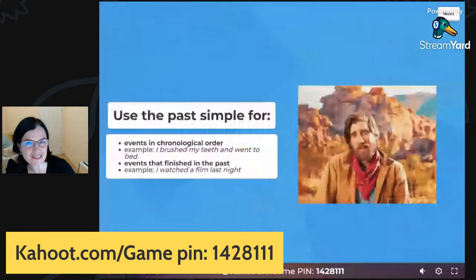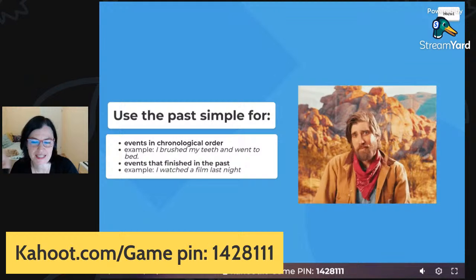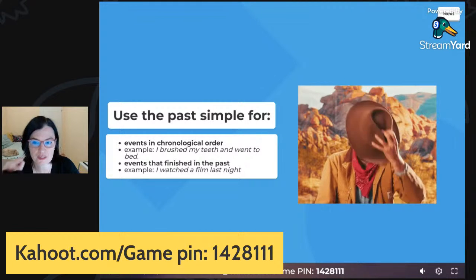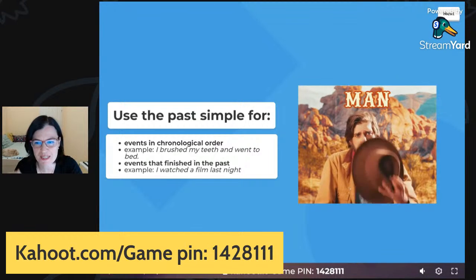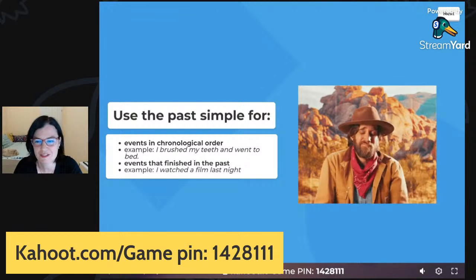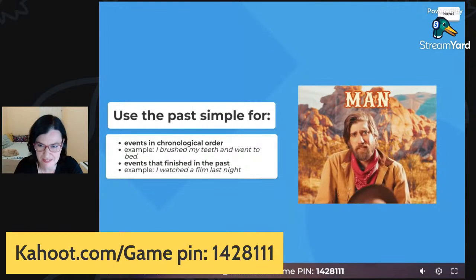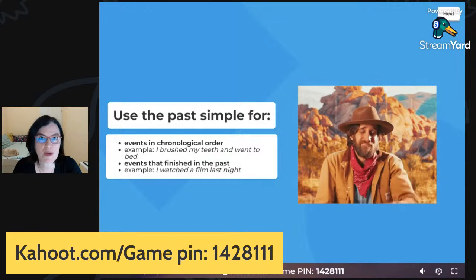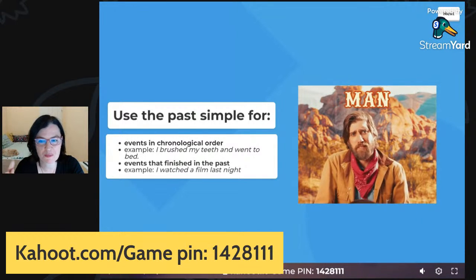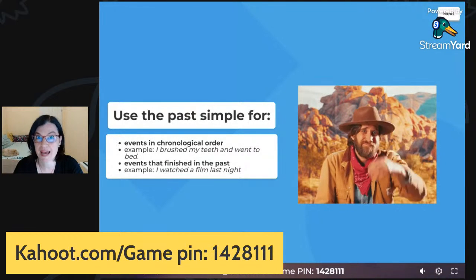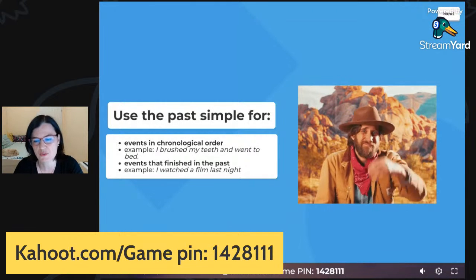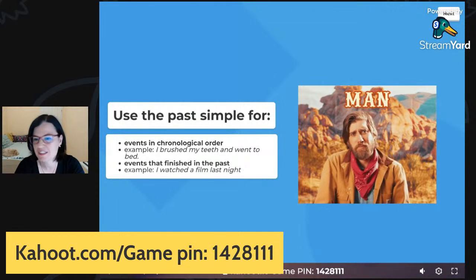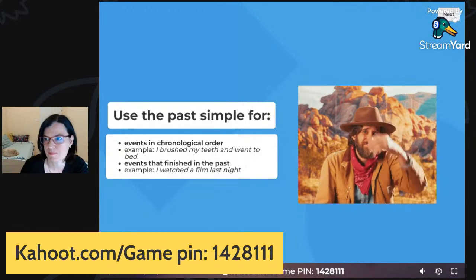The past simple. Okay, just a little summary. Events in chronological order in the past, as in, I brushed my teeth and went to bed. First I brushed my teeth, then I went to bed. If you're only talking about one action in the past, you can go ahead and use the past simple. I watched a film last night. So there's only one event in the sentence. Just go ahead and use the past simple.